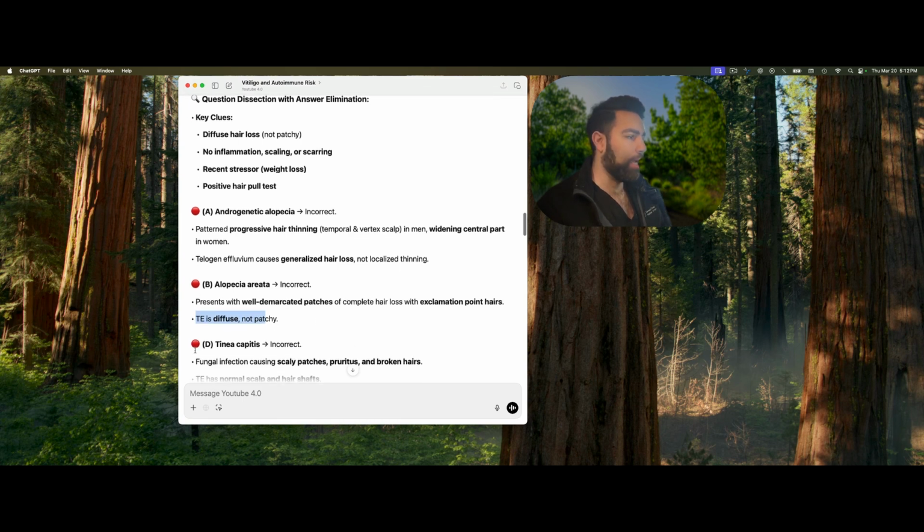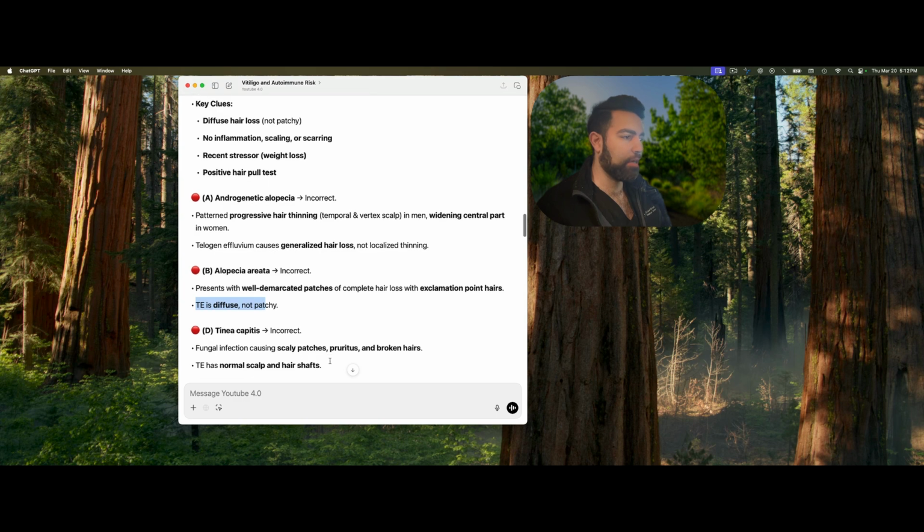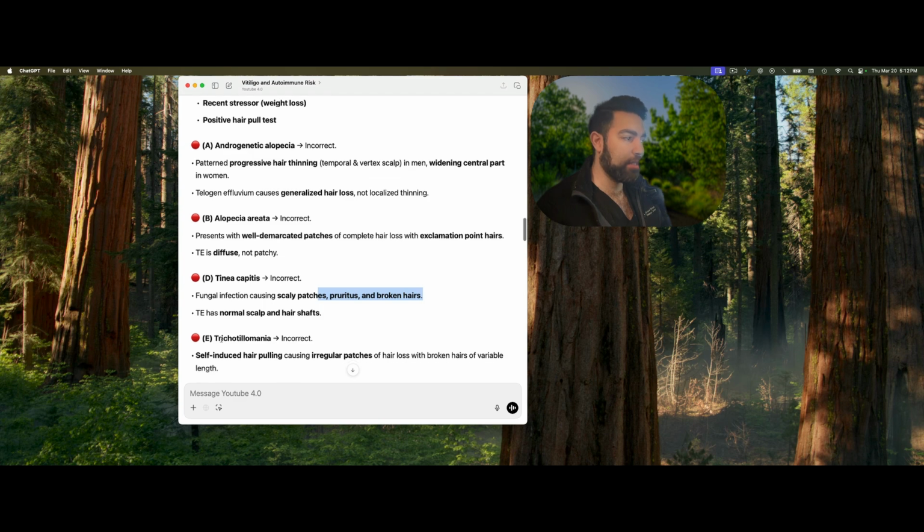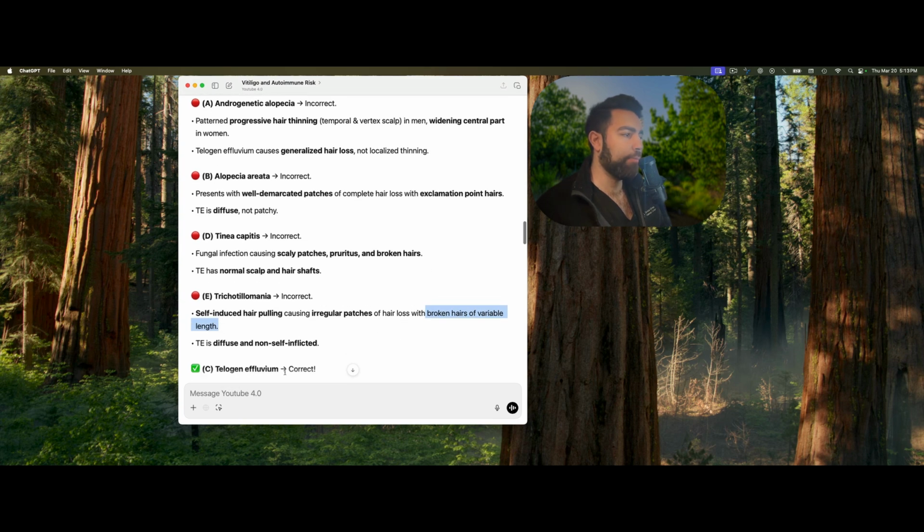Okay. Tinea capitis is a fungal infection. It causes scaly patches. There's pruritus and broken hairs. And then the trichotillomania, even the epidemiology would probably be different. Maybe a younger patient, you would imagine self-induced hair pulling, and that would have irregular patches with broken hairs of variable length, and those are all very, very high yield things to know about trichotillomania.